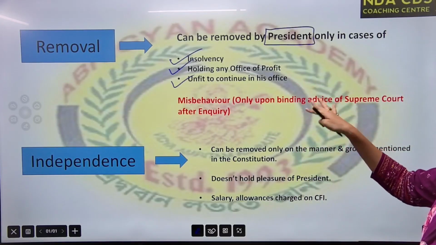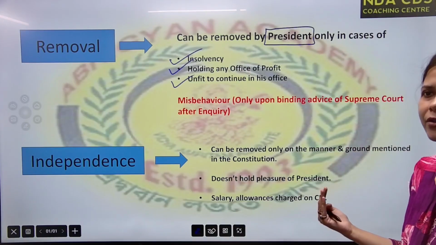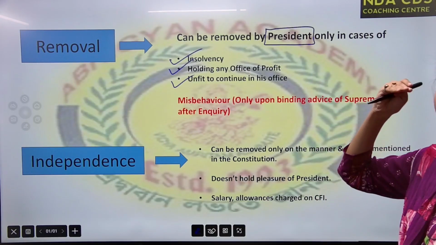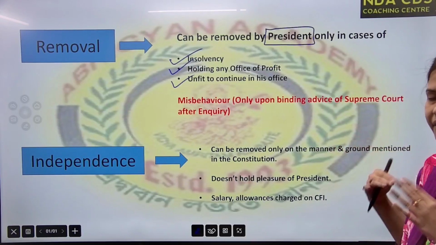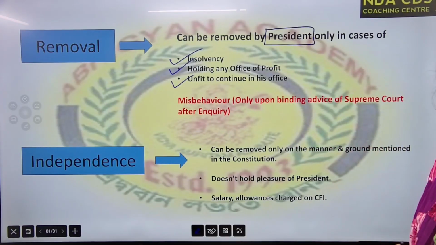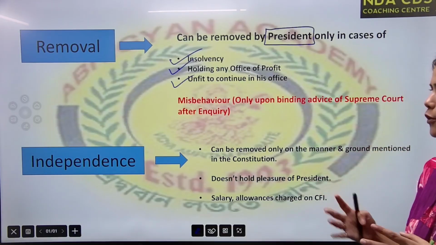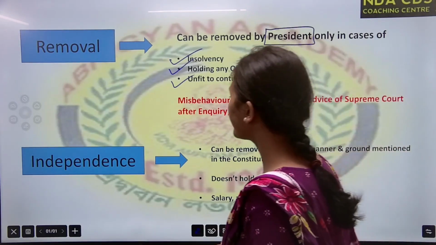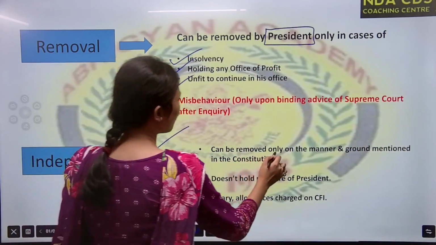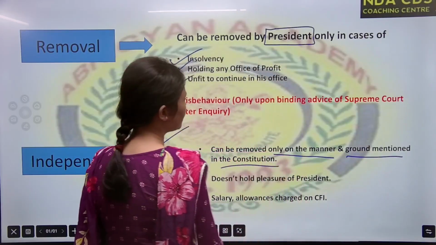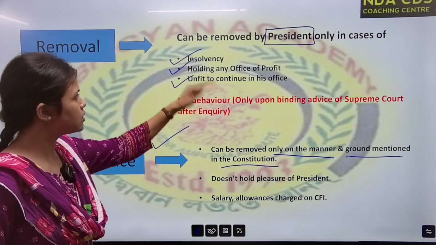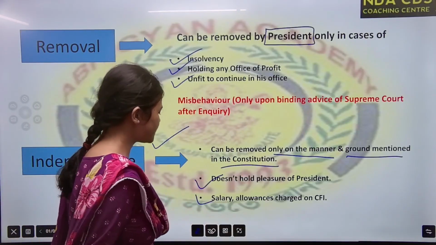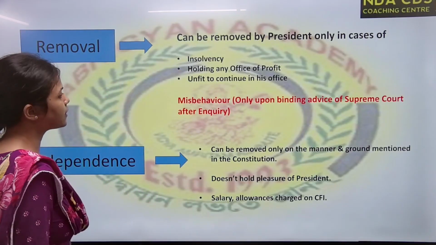Holding any office of profit: you cannot hold any other office of profit because you are holding a very reputed and very high office under the government of India. This is a constitutional body. That's why you cannot hold any other office of profit, and unfit to continue in office. Then independence: they can be removed only in the same manner and on the grounds mentioned in the constitution. Doesn't hold office at the pleasure of the president. Salary and allowances are charged on the Consolidated Fund of India.